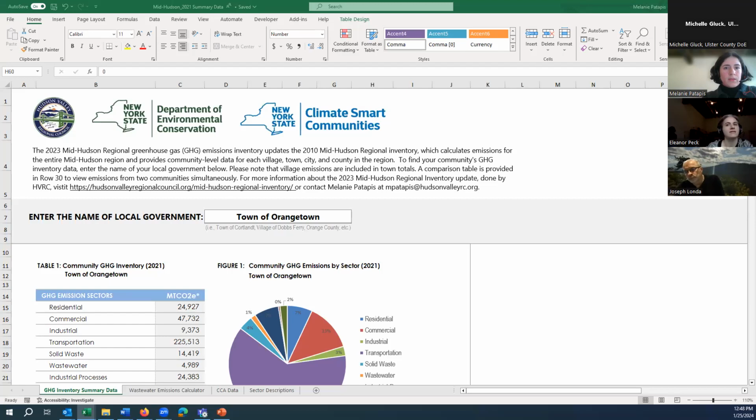And Kathleen asks, is the info accessed through the DEC website? The info from this inventory, or which info specifically? All of the resources here, the spreadsheet, the report template, the methods will be available on our website. Did that answer your question, Kathleen?